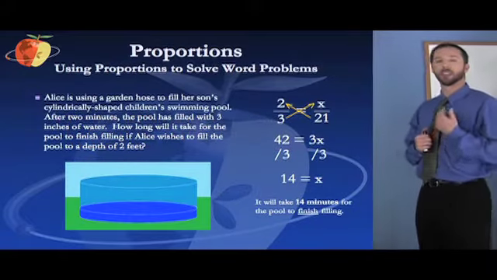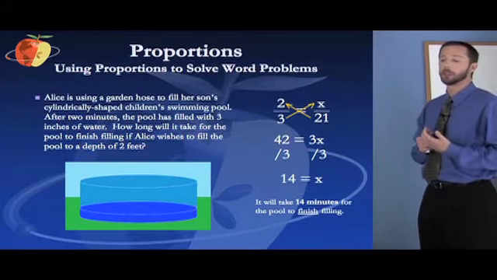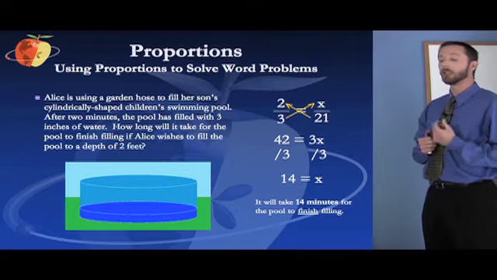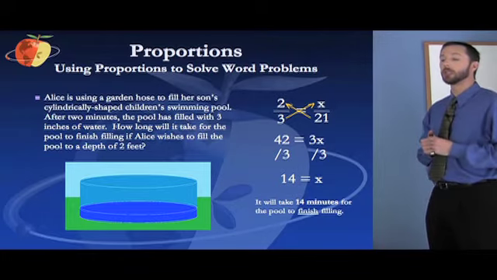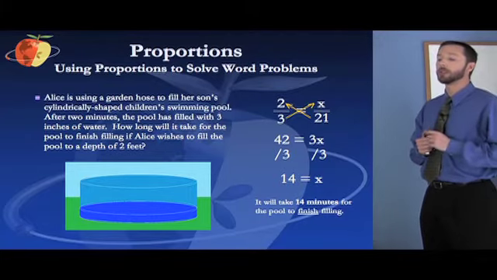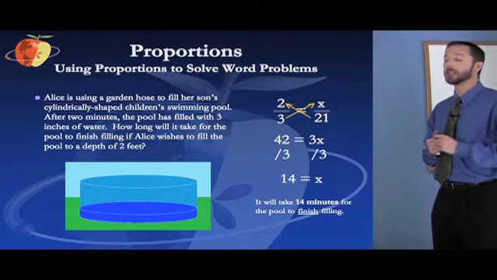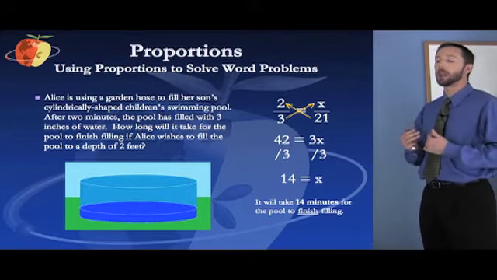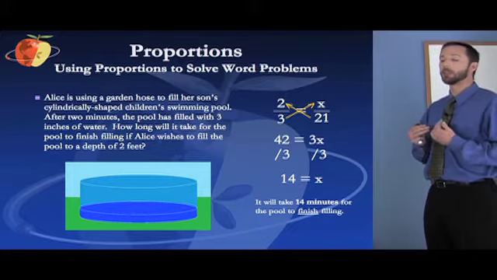Here's a word problem, very typical of the type of thing you might see on the test. Alice is using a garden hose to fill her son's cylindrically shaped children's swimming pool. After 2 minutes, the pool has filled with 3 inches of water. How long will it take for the pool to finish filling if Alice wishes to fill the pool to a depth of 2 feet? So we want to set up a set of ratios here and set them proportionate.